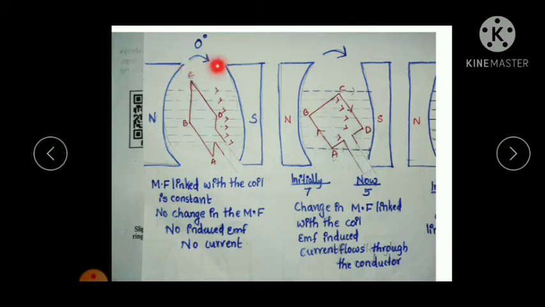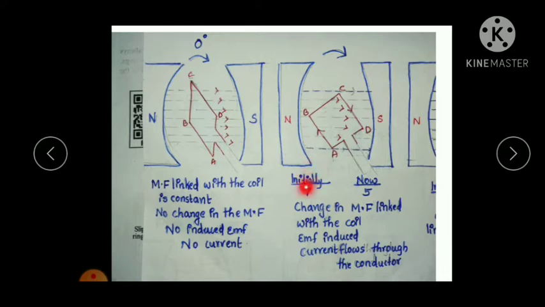If we rotate this armature coil in the clockwise direction, you can see there were totally 7 magnetic field lines. When this armature is rotated in the clockwise direction, only 1, 2, 3, 4, 5, only 5 magnetic field lines are now passing through this armature coil, and these magnetic field lines are now not passing through this coil.